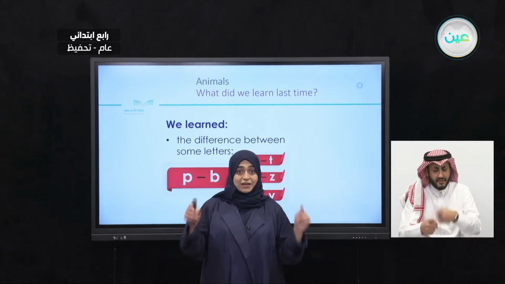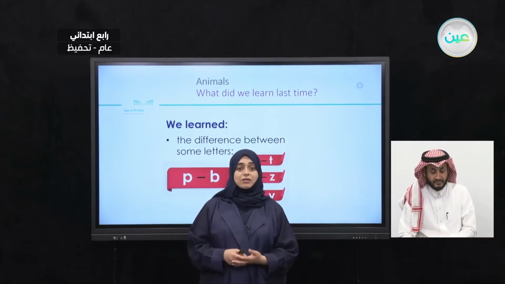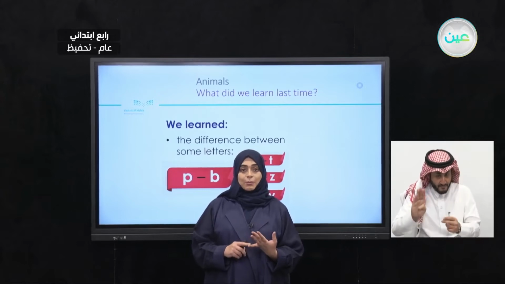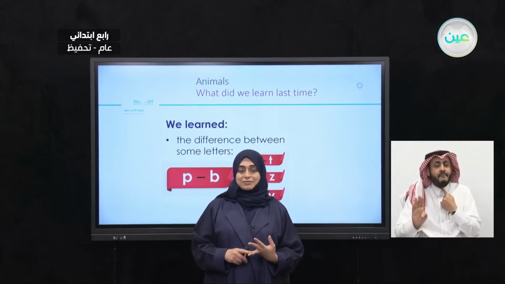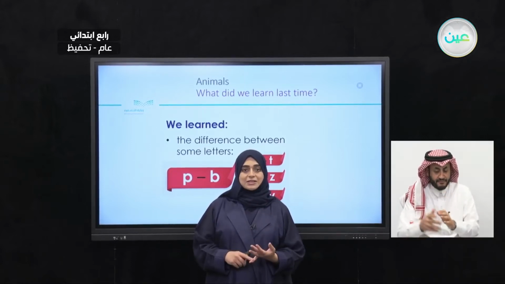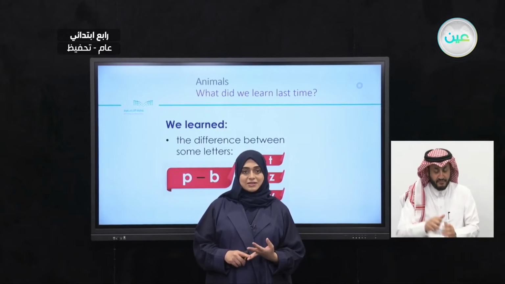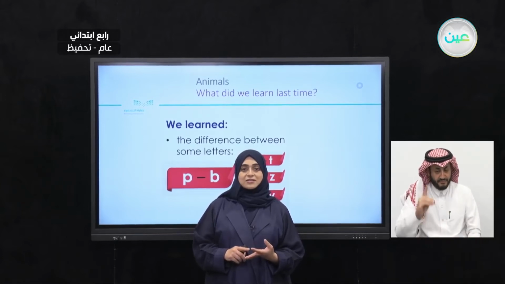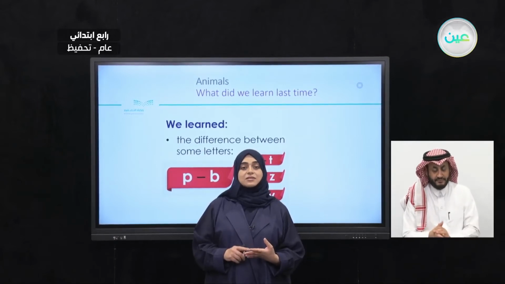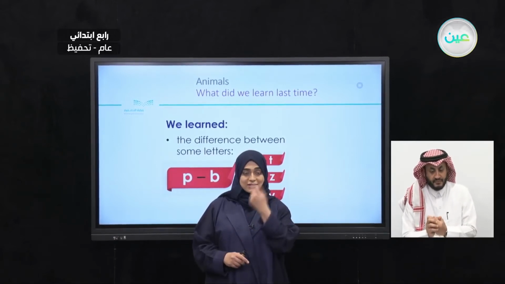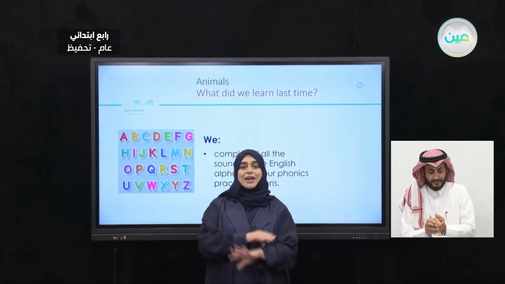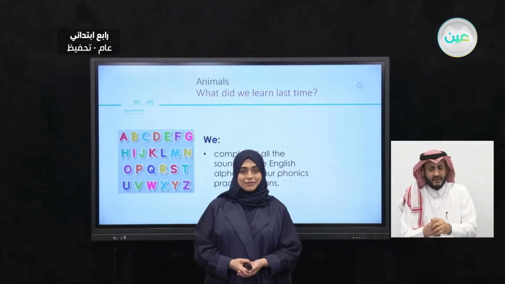So the main pair of letters was B and P. B has a voice. P doesn't have a voice. It comes out as a whisper. Same thing with Z and S. Same thing with D and T. And same thing with F and V. Looks the same, comes out different. Okay? Also, we have completed all the letters of the alphabet.